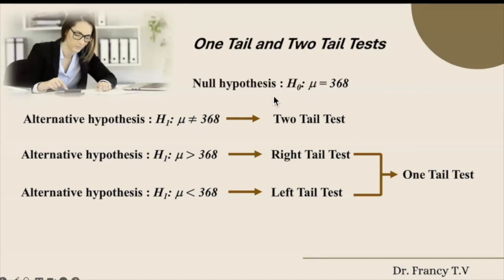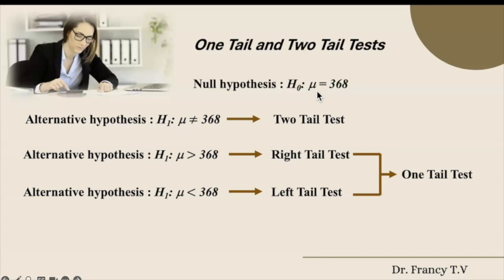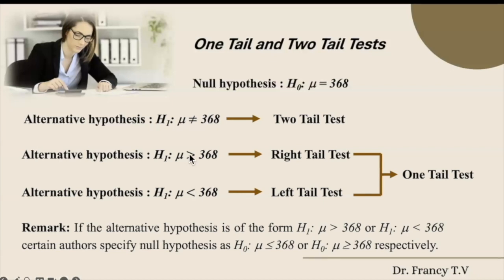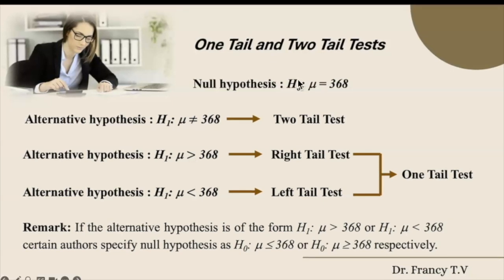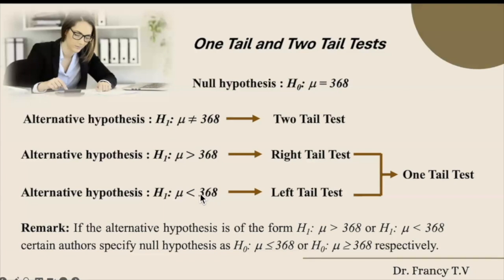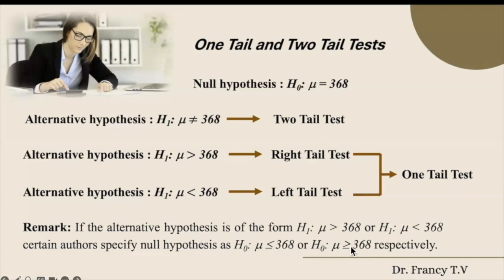I specified null hypothesis usually takes the form mu equal to 368. But if the alternative hypothesis is mu greater than 368, then certain authors specify null hypothesis as mu less than or equal to 368. Similarly, if alternative hypothesis is mu less than 368, certain authors specify null hypothesis as mu greater than or equal to 368.